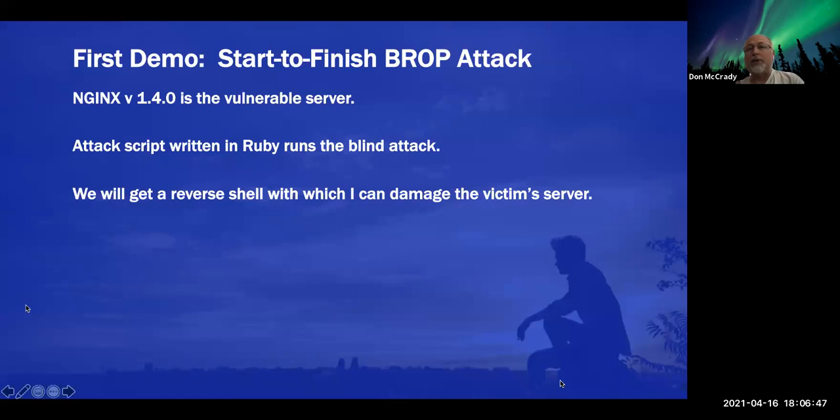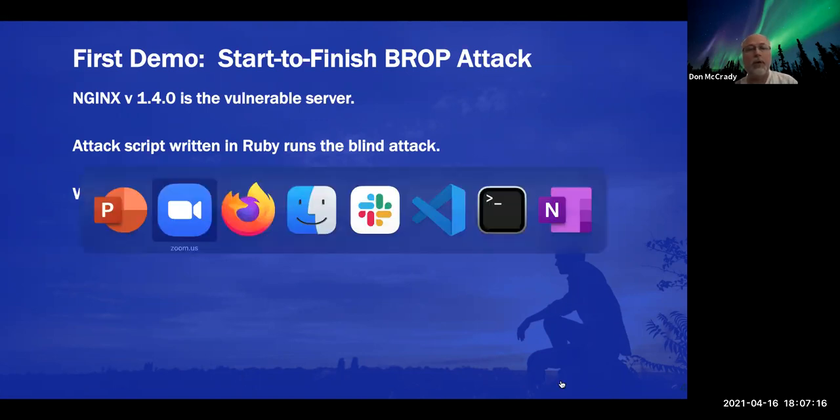So I'm going to actually demo this twice, and I'm just going to very quickly go through it the first time, and then the rest of the talk I'm going to break down each step, and I'll show you each step execute again. So the nginx is version 1.4, as I said. The attack script is written in Ruby and is what runs the blind attack. And at the end, when we're successful, I get a reverse shell that I can do some damage with, and I will.